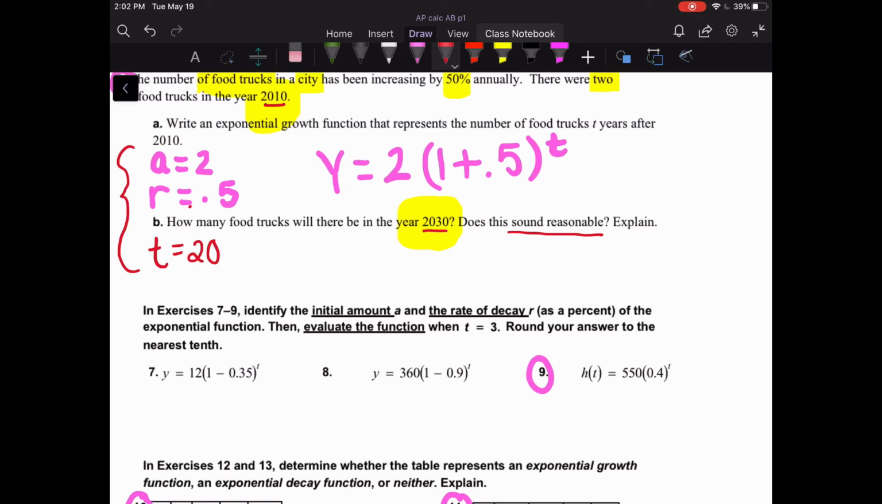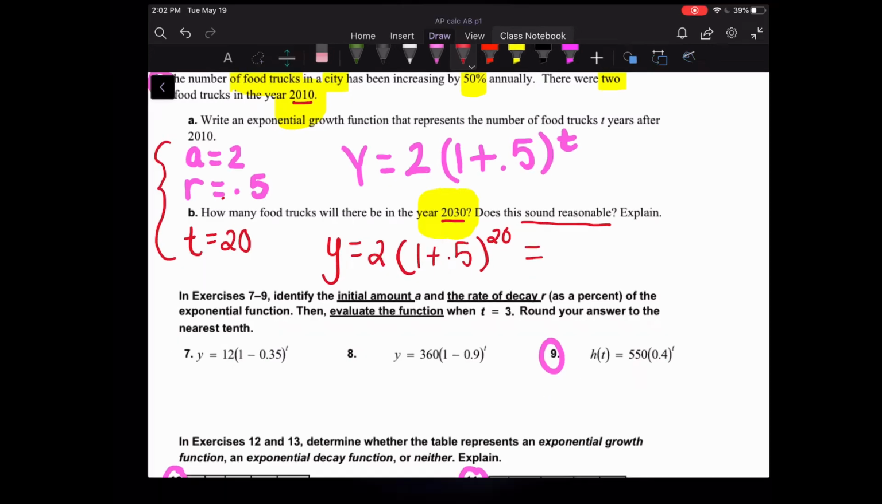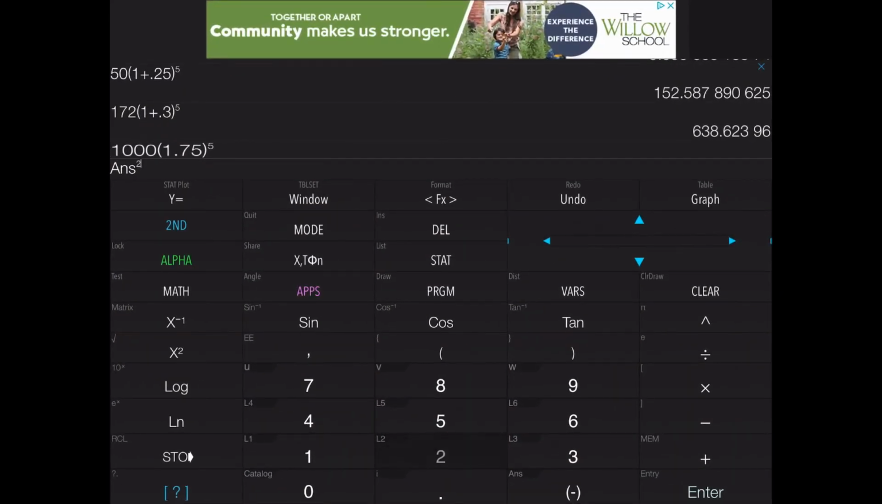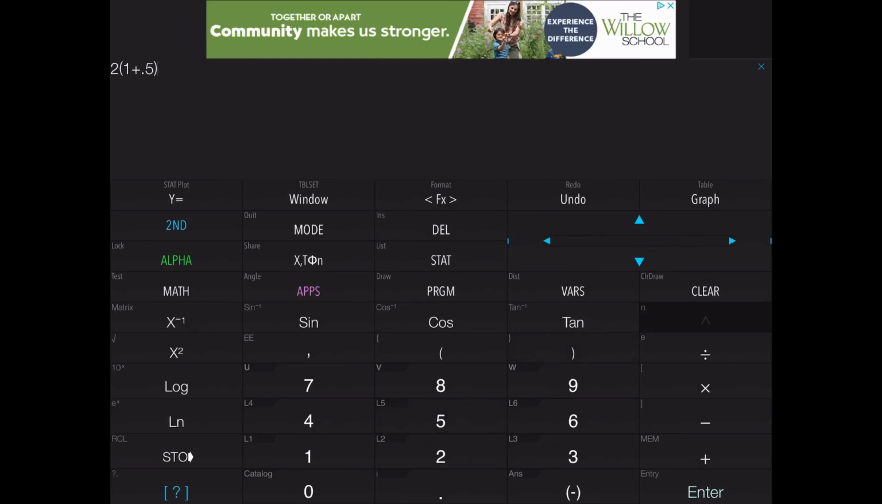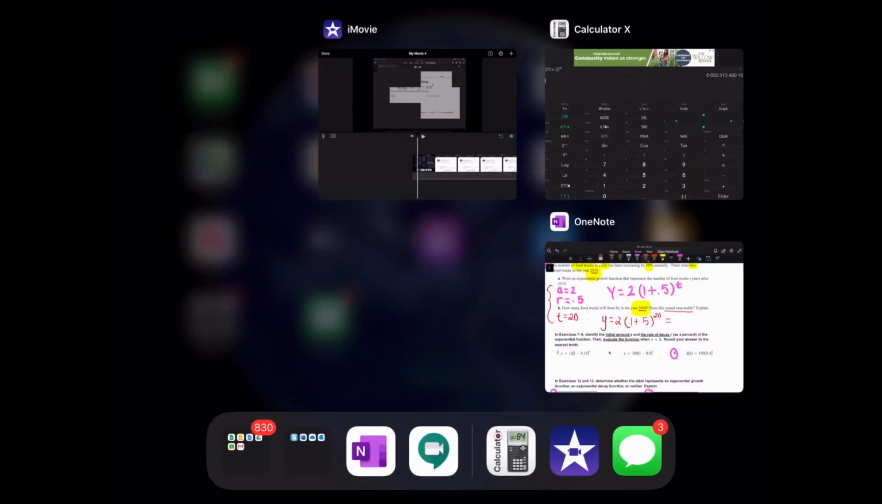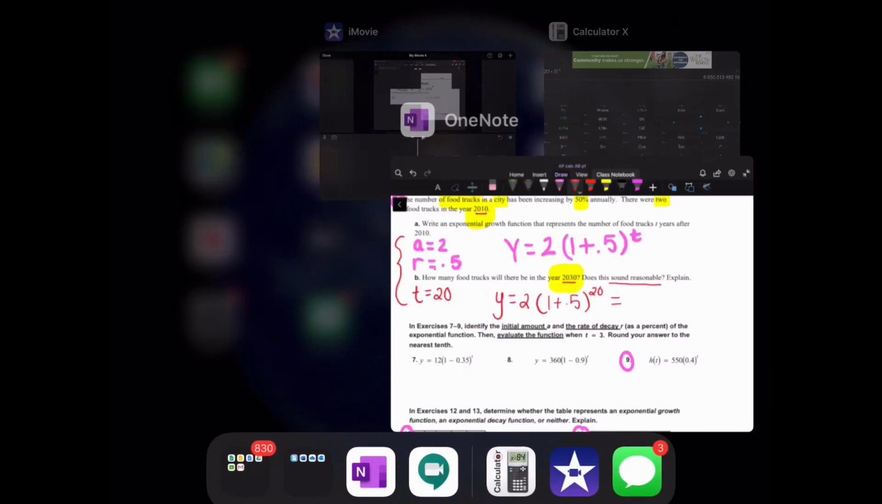So let's see. Y equals 2 times 1 plus 0.5 to the power of 20 years. What does that equal? Calculator. Show you how to plug it in. 2. Let me clear everything. 2 times 1 plus 0.5, caret key, to the power of 20 years. And we get 6,650 trucks. Rounded up, I would say 6,651.